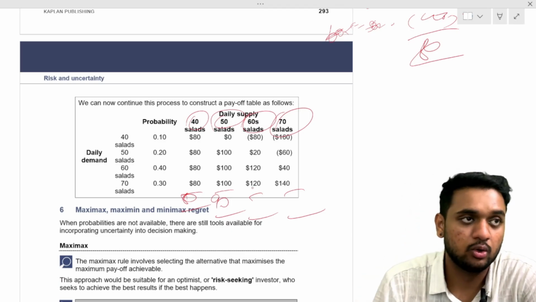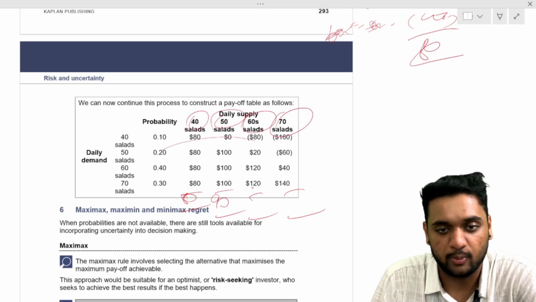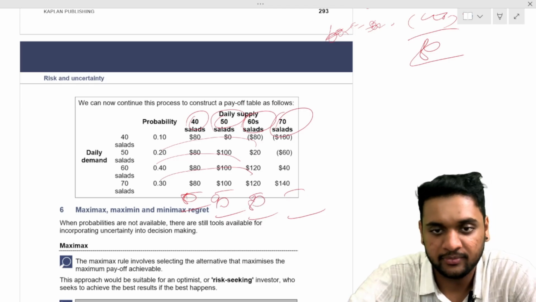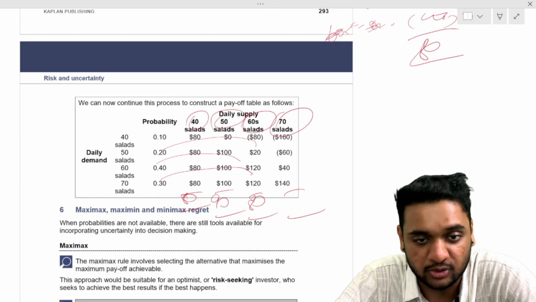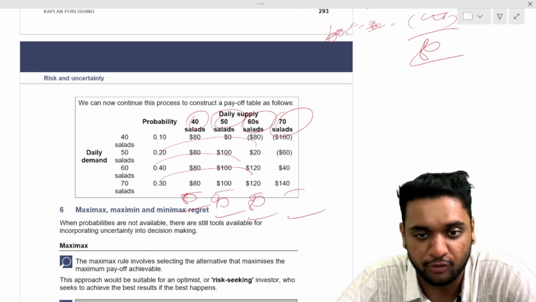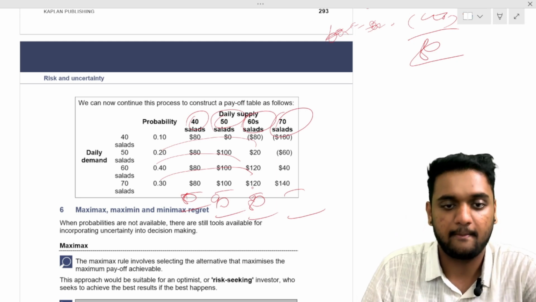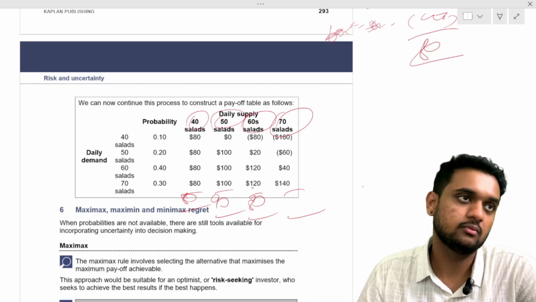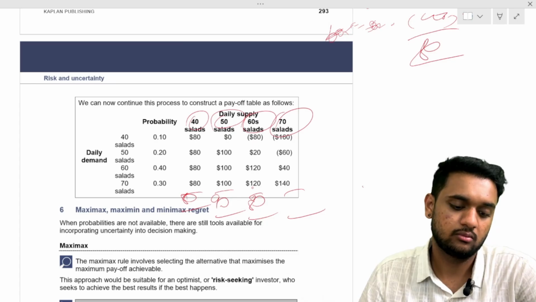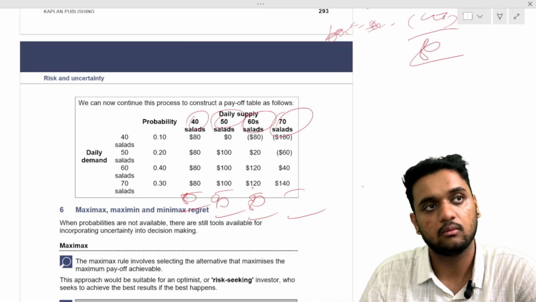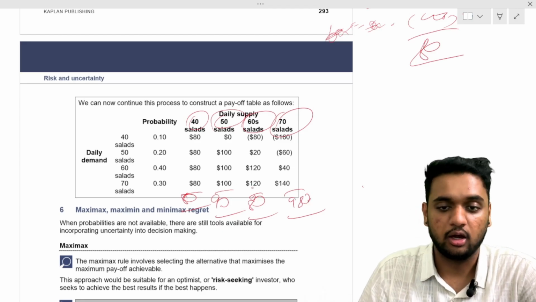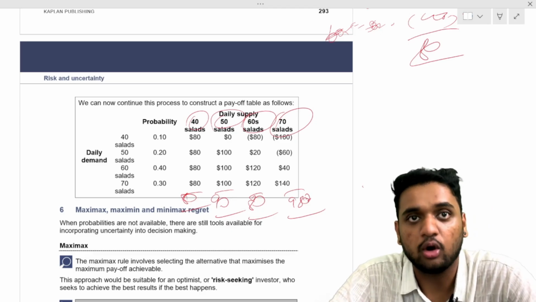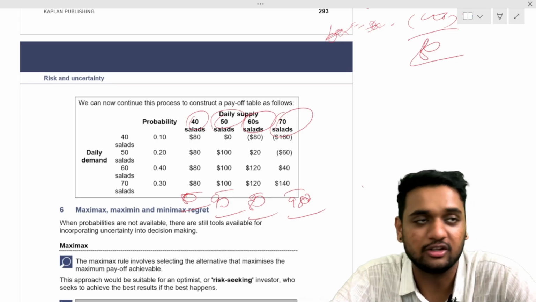Tell me what is the expected value. 0.1 into minus 80, 0.2 into 20, 0.4 into 120, 0.3 into 120, 80. Okay. For 70 salads, 0.1 into minus 160, 0.2 into minus 60, 0.4 into 40, 0.3 into 140. How much are you getting? Now we got 80, 90, 80, 98. Out of these 4, which one will you produce? Based on expected values, I'll produce 70 salads.